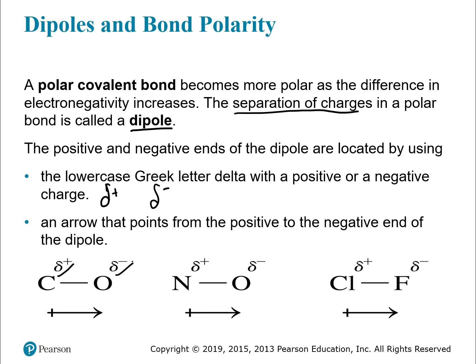You show the direction going from positive to negative. So that's why you start with a plus sign where the positive end of the dipole is. And then you draw your arrow towards the negative end. So that's just some terminology and some symbols that can better characterize a polar covalent bond.